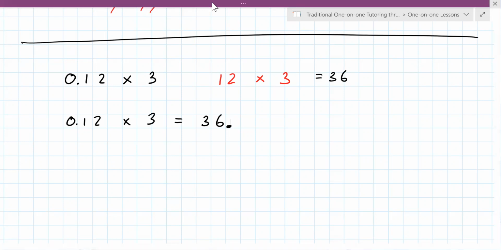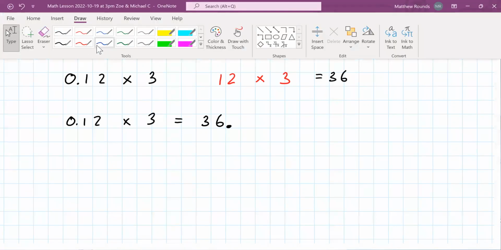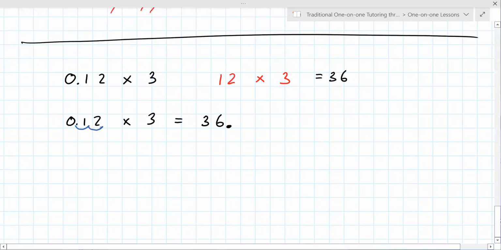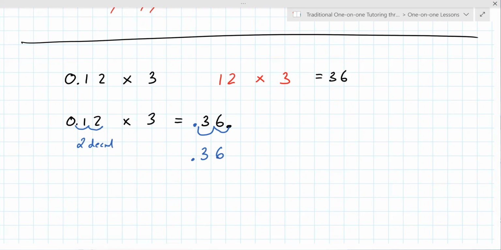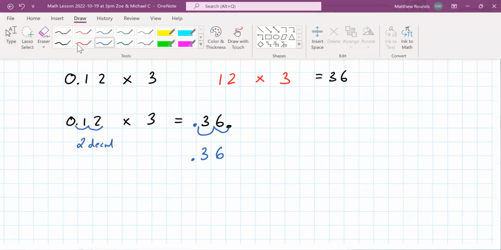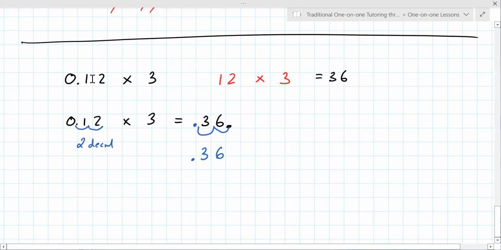But you have to count the number of decimal places. See how there are 2 decimal places now? Yeah. So that means you move your answer 2 places. So it ends up being 0.36. So in all of the previous problems, we only ever moved it 1 time because it was 1 decimal place. If it's 2 decimal places, you have to move it 2 times.